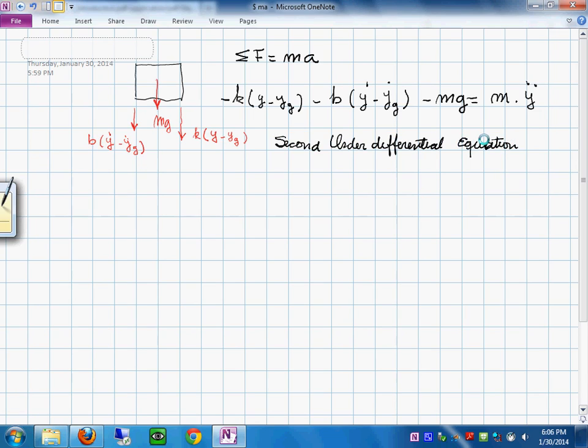Second order differential equation. I think it's good to write it in this way because when you have it in the form of the summation equals mass times acceleration, then it's a simple step to transform it into a block diagram. So that's why I believe that we could write the equations here in a graphical form, really.